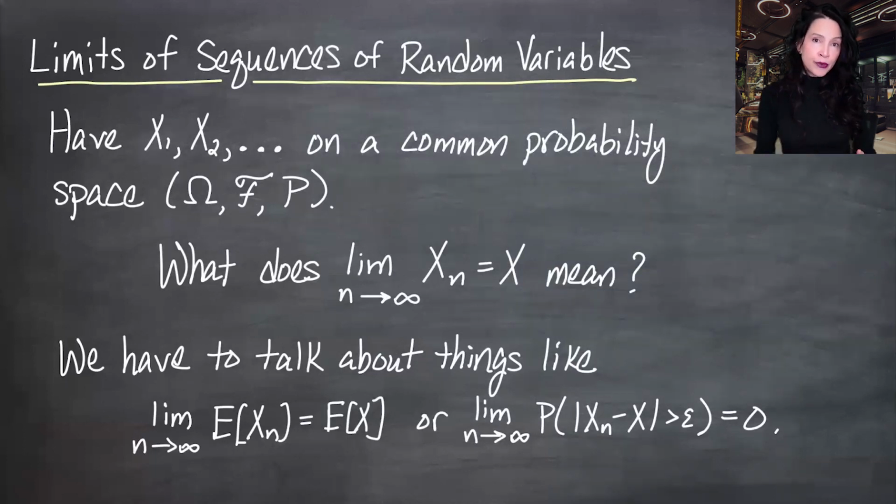Another way to turn the random variables into numbers that we can take limits of is to look at the probability that the distance between xn and x is greater than any epsilon you might want to choose. So pick a really small epsilon, and the probability that xn minus x, that distance, is greater than epsilon. As n gets large, the probability should go to 0 if xn is approaching x. This is known as convergence in probability, and I will define that and write that down next time. You don't need to know that.